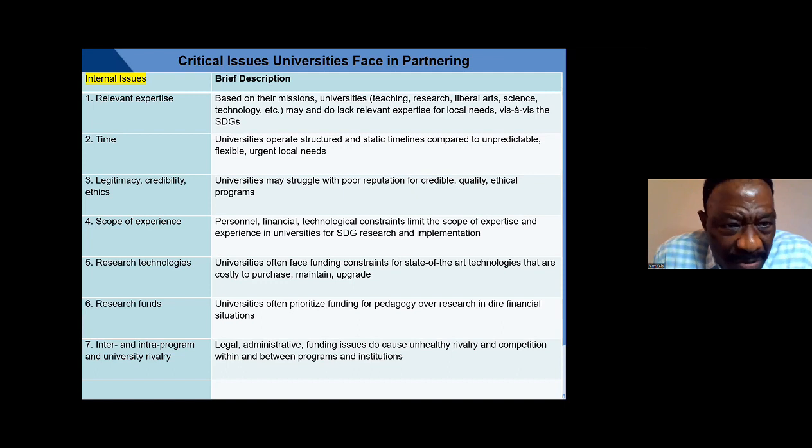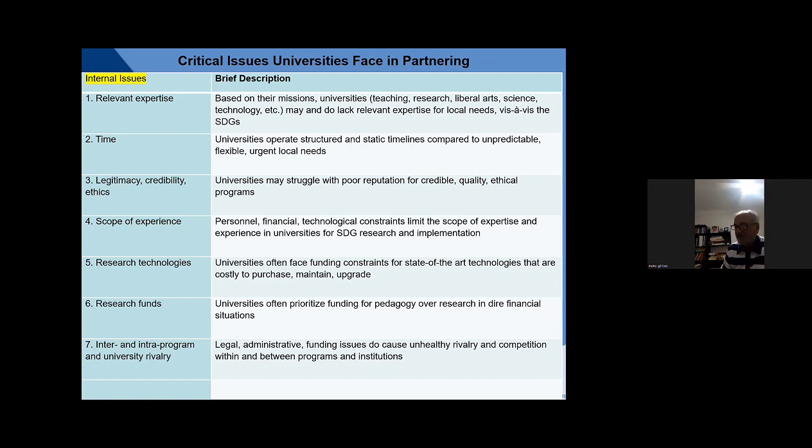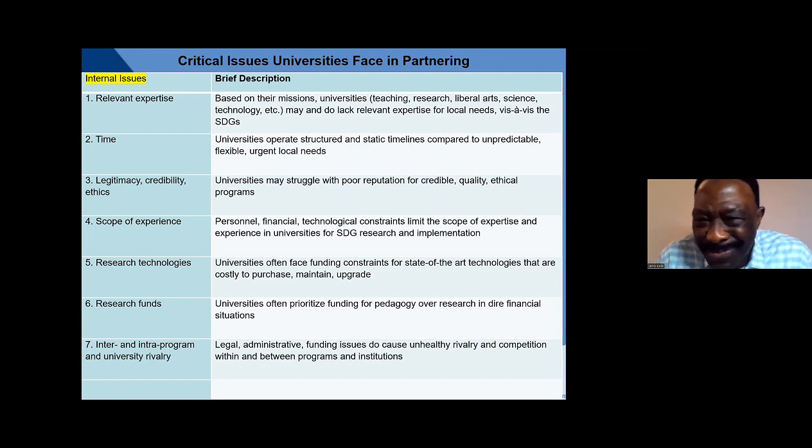Now, if we look at some of the issues that are internal to universities, and Dr. Nyoman, you probably know better as a vice president for research, we have universities and departments quarreling over limited funds.